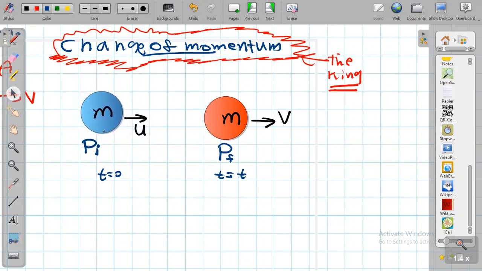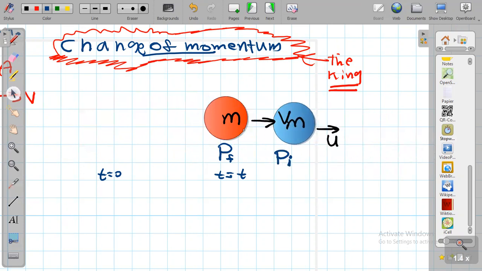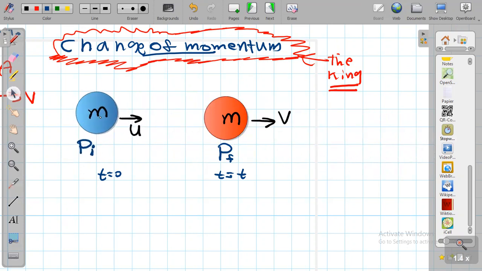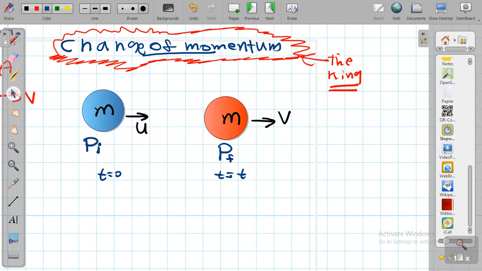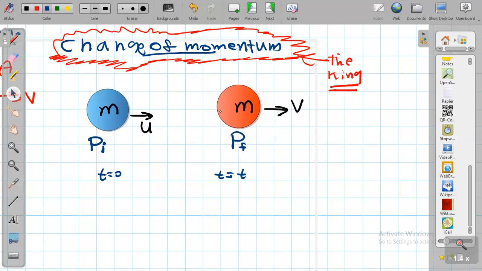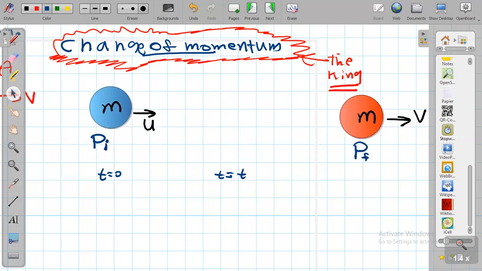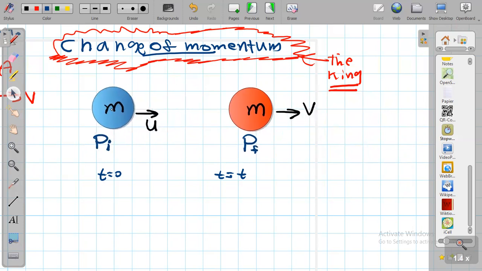So in the first place, there is an object which has a mass of m and which is moving with some initial velocity of u. Or it might be stationary, who knows? Or moving under really high velocity. Whatever is possible. Now it turns to a final momentum according to the velocity. That means from a small velocity to a very large velocity, or a very large velocity to a small velocity, or some velocity to a stationary position. Any combination is possible.